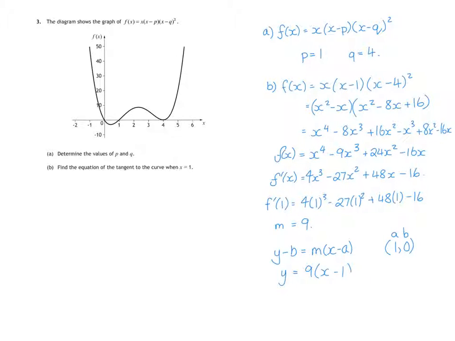And that's us. So for this question, the marks: you get 1 mark for p, 1 mark for q. You get 1 mark for expanding your brackets, so all that working until you get there. 1 for differentiating correctly, 1 for calculating the gradient, and then 1 for substituting the gradient and the point into the equation of the line.